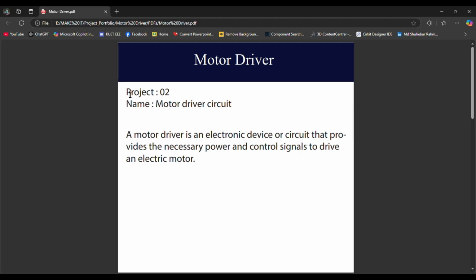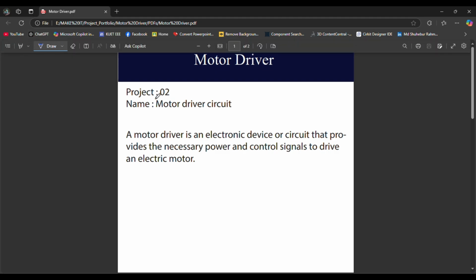And obviously the project number is 02, that means this is my second project, and the project name is motor driver circuit. So first of all, let's know what a motor driver circuit is. A motor driver is an electronic device or circuit that provides the necessary power and control signal to drive an electric motor.